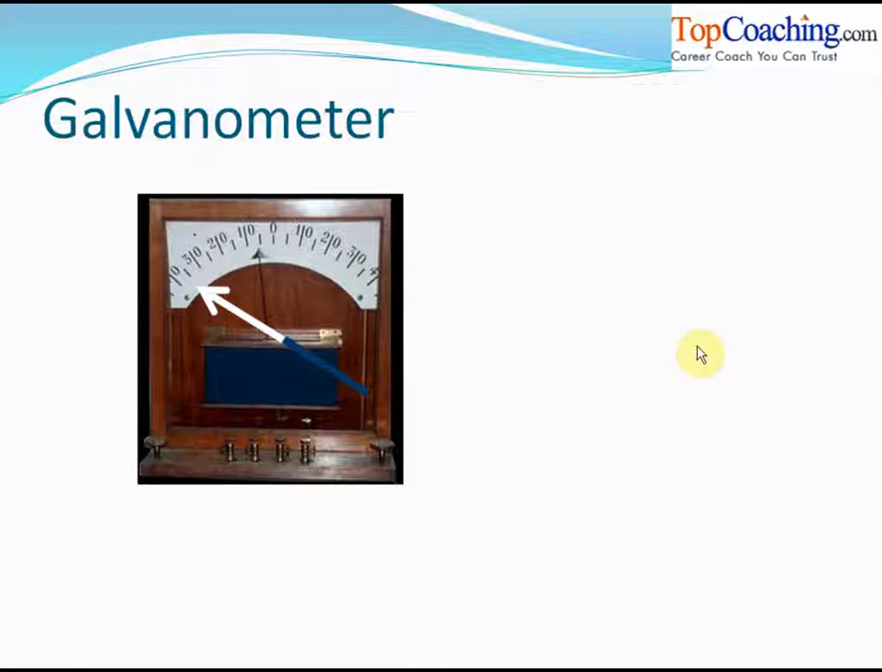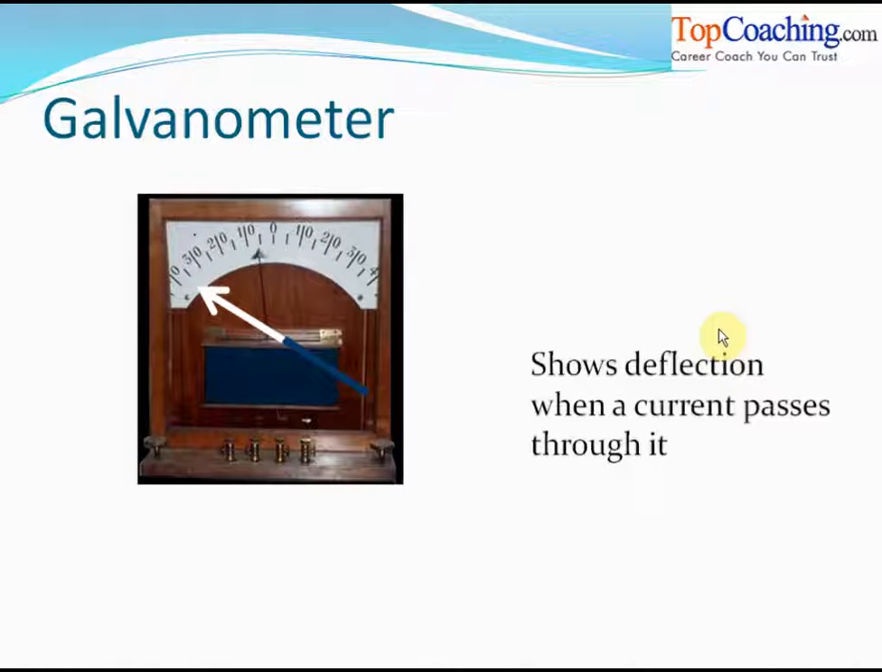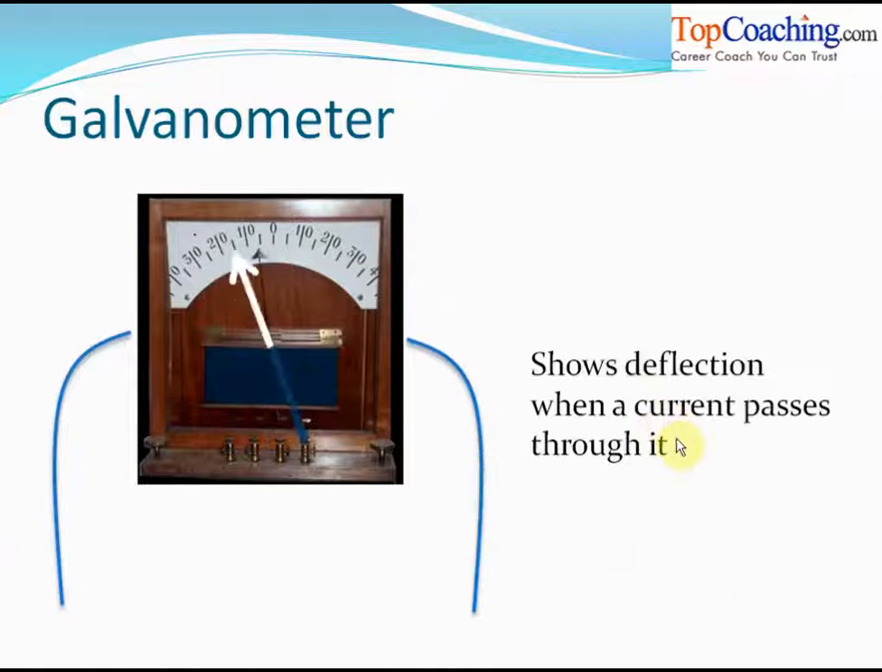Now, a galvanometer is an instrument that actually shows deflection when a current is passed through it. So you see, if you have this galvanometer that you see on your screen, the needle of the galvanometer is at rest initially. But when we pass current through this galvanometer, it shows deflection like this. So this is a very important instrument because in many electrical circuits, we have to detect the presence of current. Is the current flowing or not flowing? So all you have to do is connect a galvanometer in the circuit.